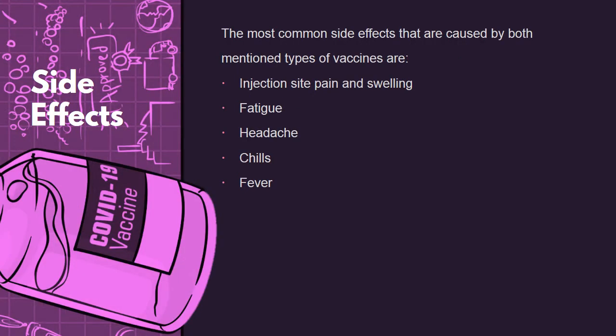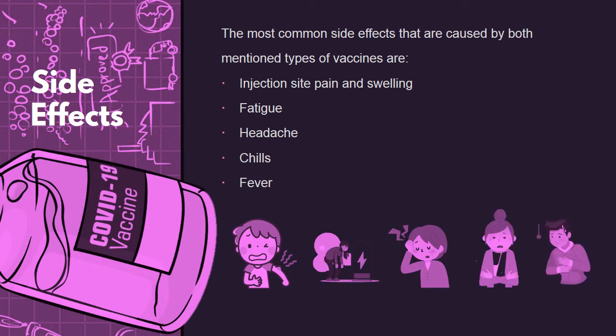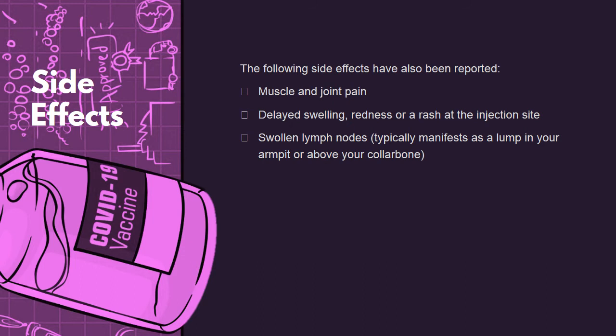The side effects of these two COVID-19 vaccines are similar to those of other vaccines. Most are mild to moderate and occur within 3 days of vaccination. Pain and soreness at the injection site is the most common side effect. Other normal potential side effects are fatigue, headache, chills, fever. The following side effects have been reported: muscle and joint pain, delayed swelling, redness and rash at the injection site, swollen lymph nodes, especially manifesting as a lump.